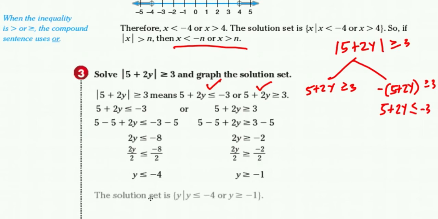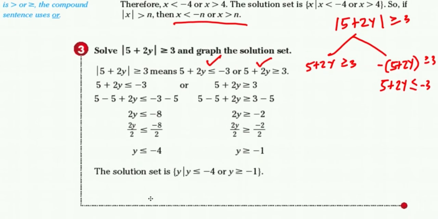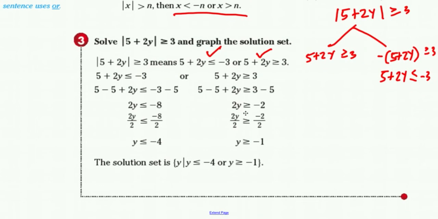And remember, when you have greater than or equal to, we use the word or. That means in graphing, or means a union of both of those graphs. Since it's less than or equal to and greater than or equal to, we have two closed circles or closed dots. Since it's less than or equal to negative 4, the arrow goes to the left. Greater than or equal to negative 1, the arrow goes to the right. Okay?